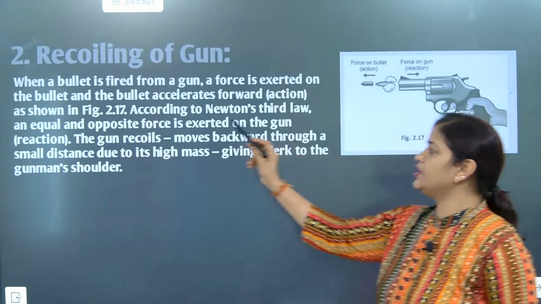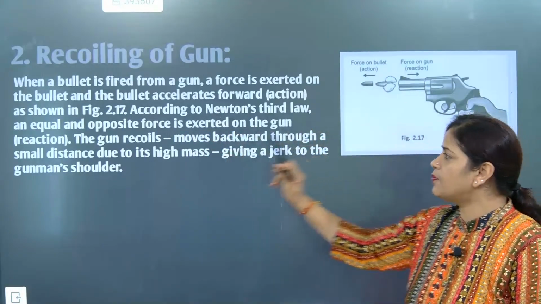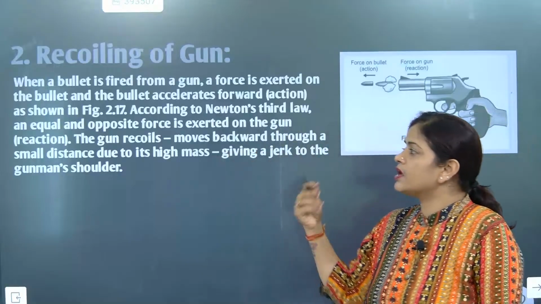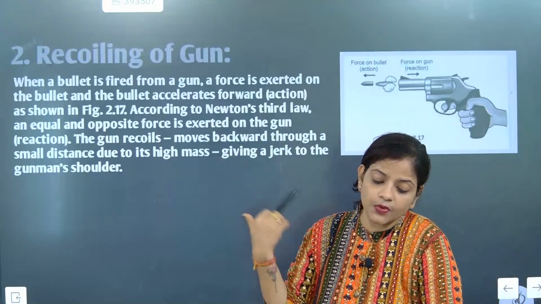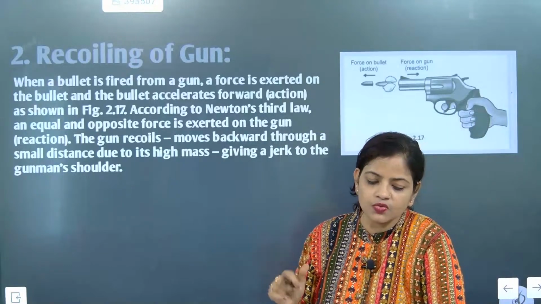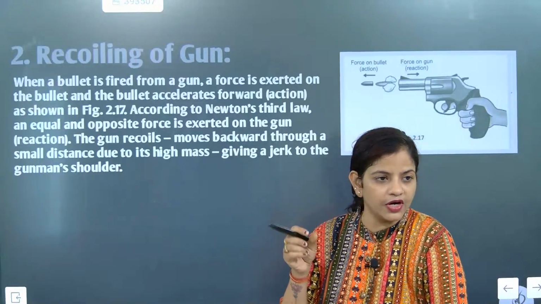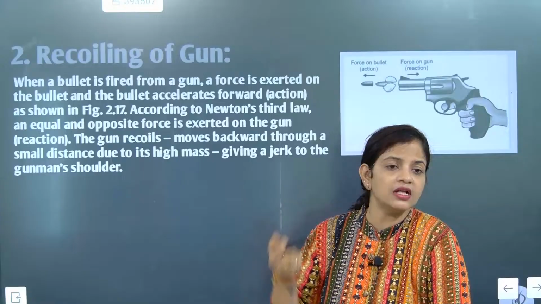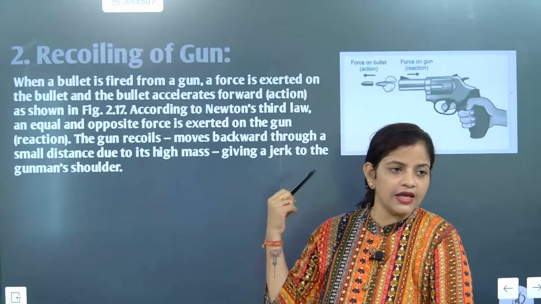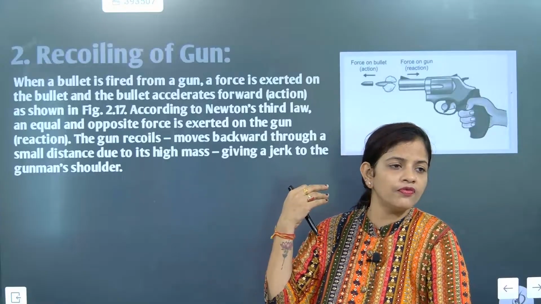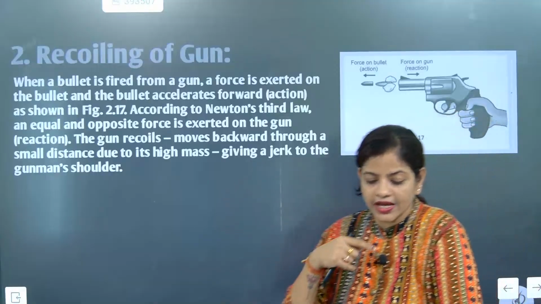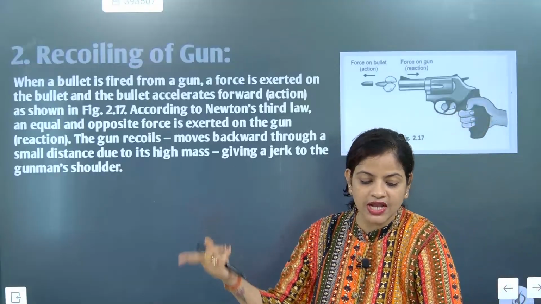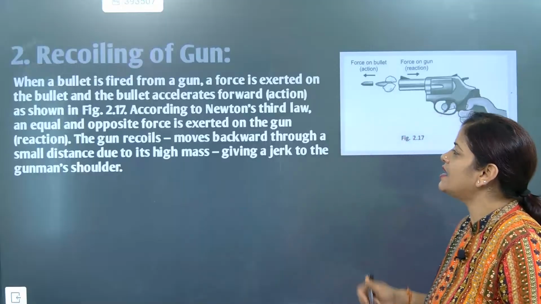Newton says that equal and opposite reactions are there. For every action there is an equal and opposite reaction. Our action was the bullet going forward. Where is the reaction? The reaction is the recoiling, the gun going backward. The bullet is going forward, the gun is going backward. That is action and reaction.